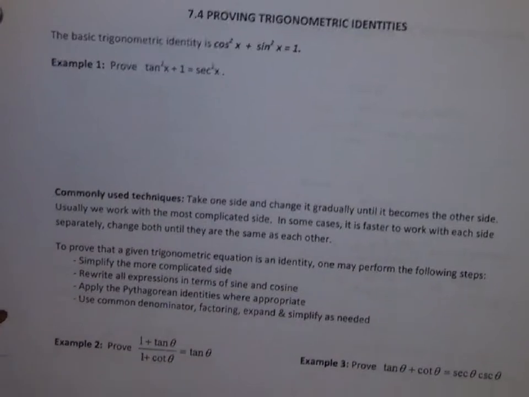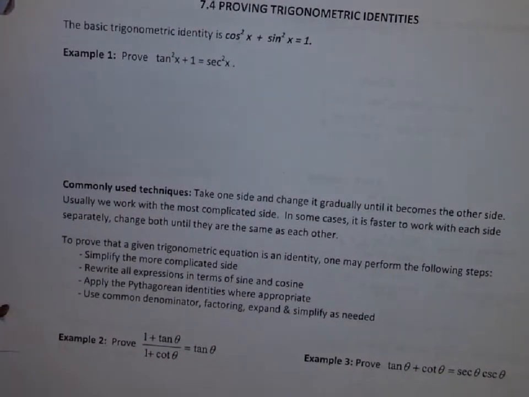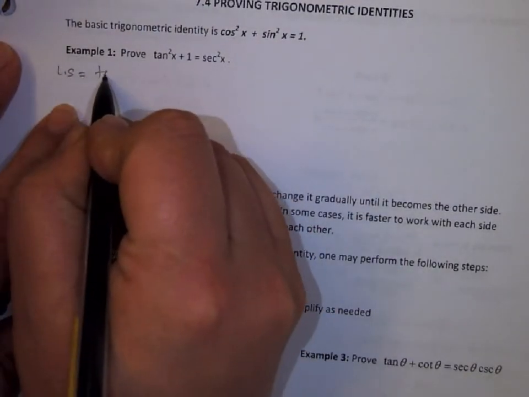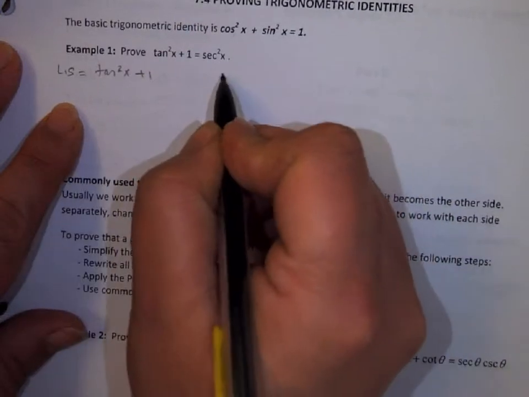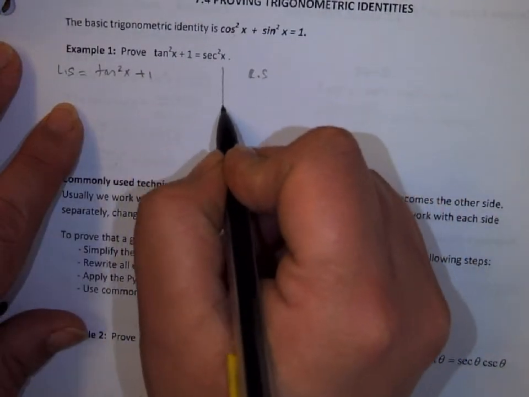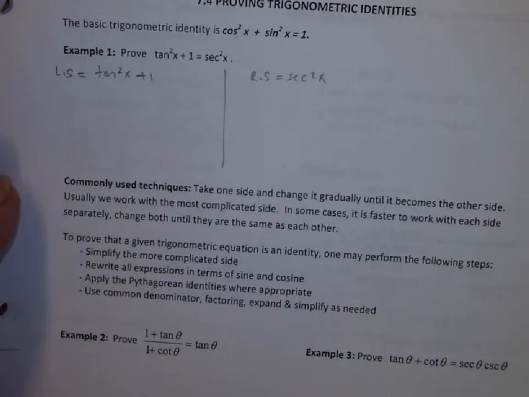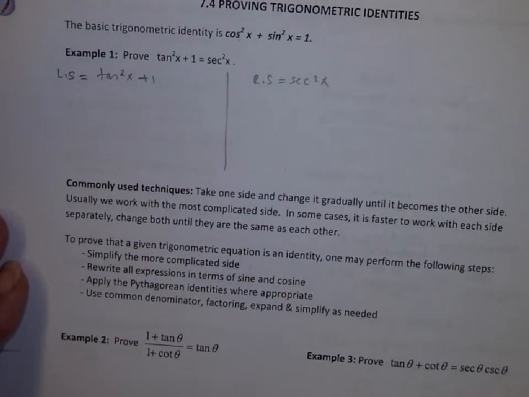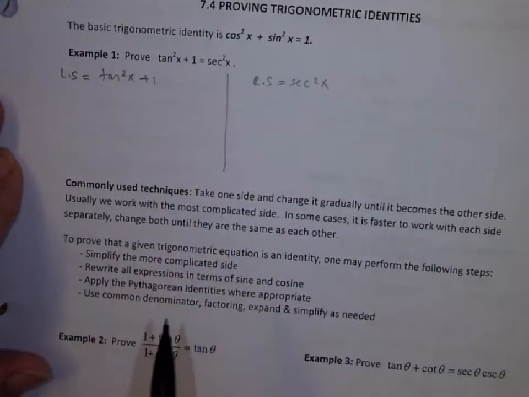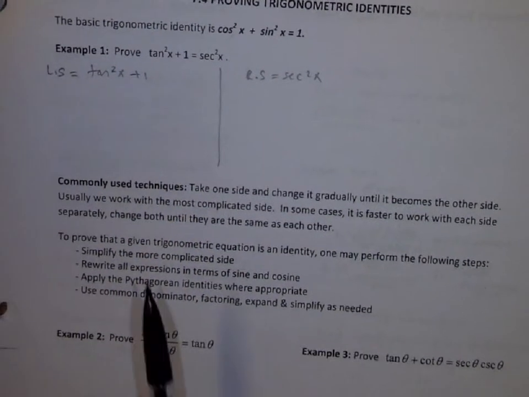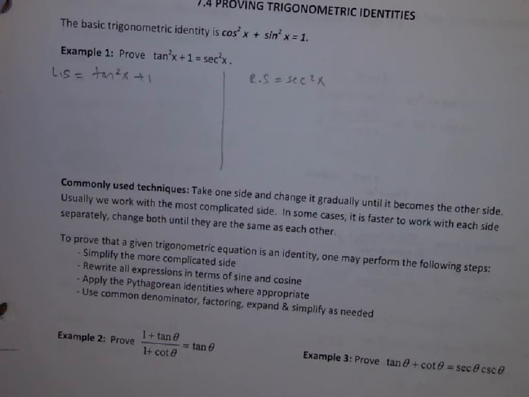So when we are proving, we separate left side from right side. We never move any terms from right to left, or from left to right. Okay? So make sure you write left side and right side separately. And again, don't move any terms from left to right or right to left. Then we can look at these commonly used techniques first and then go back to this question. So what are the commonly used techniques when proving identities?